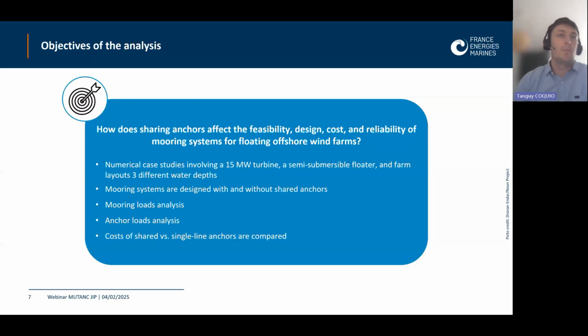We developed several mooring systems that are designed with and without shared anchor, and the objective is to compare these different systems, sharing anchors or not. We target also mooring load analysis and anchor load analysis. And to conclude with this part, I will talk to you about the cost implied by each configuration.